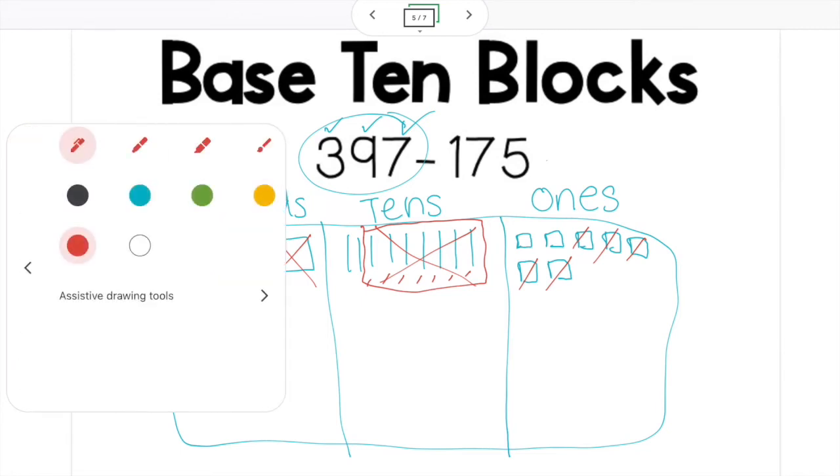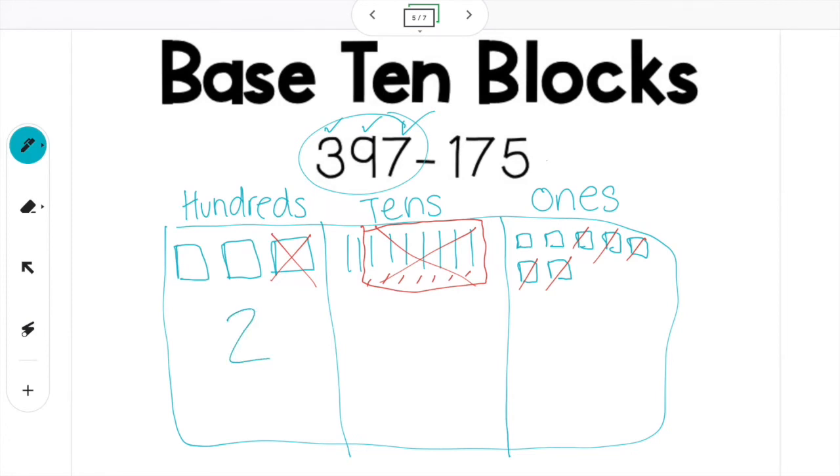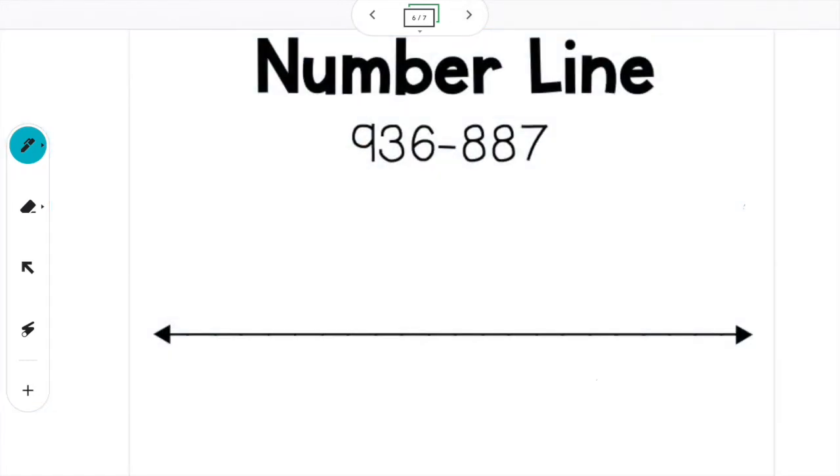And now I'm going to rewrite my digits again. So I have 2 hundreds left. I have 2 tens left, and I have 2 ones. So that means 397 minus 175 equals 222. All right, let's go ahead and talk about our final strategy, which is going to be a number line.